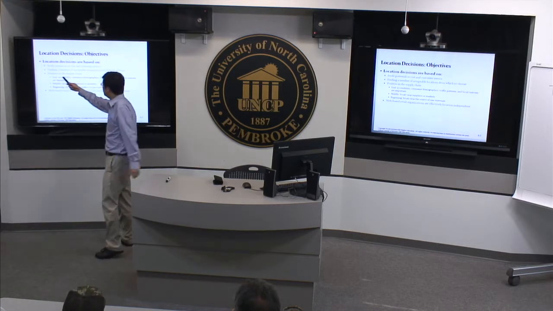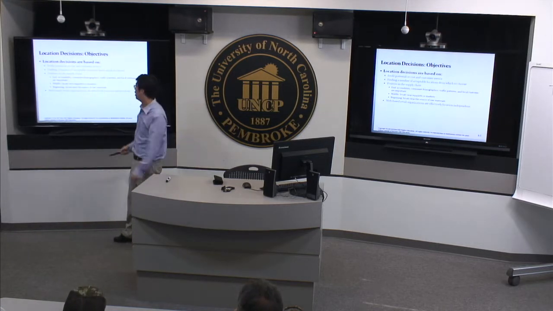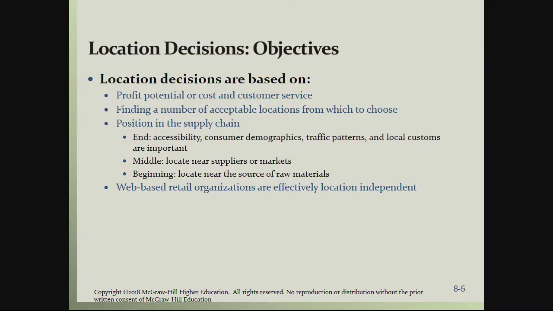And you also need to consider the position in the supply chain like we discussed, right? Whether it's close to the end customers, then customer service is most important, right? Close to customer. Middle, you probably want to be close to both supply and the markets. Beginning, should be very close to raw material to save transportation costs. Well, if you are doing e-business, then it's pretty flexible for your location.